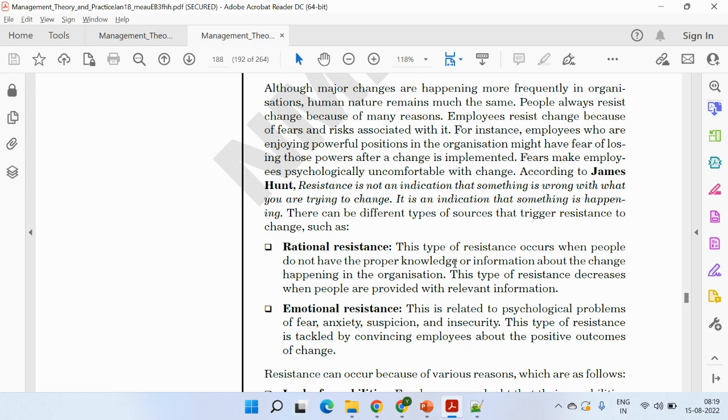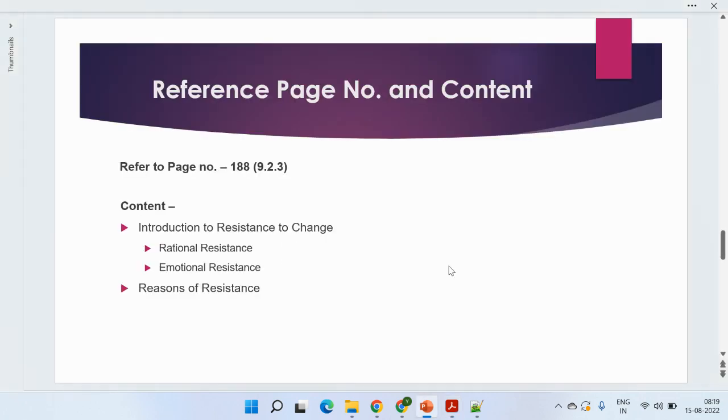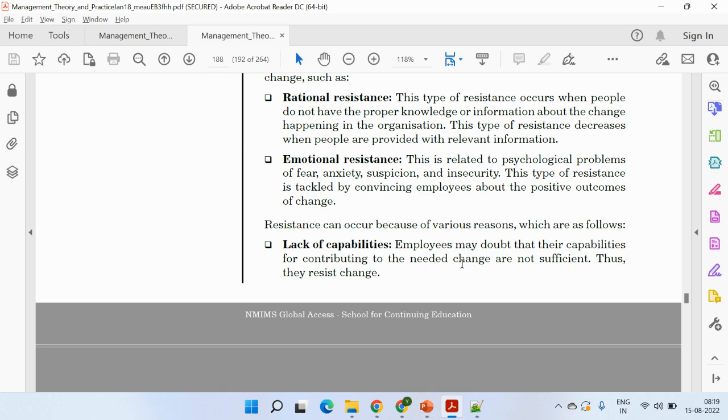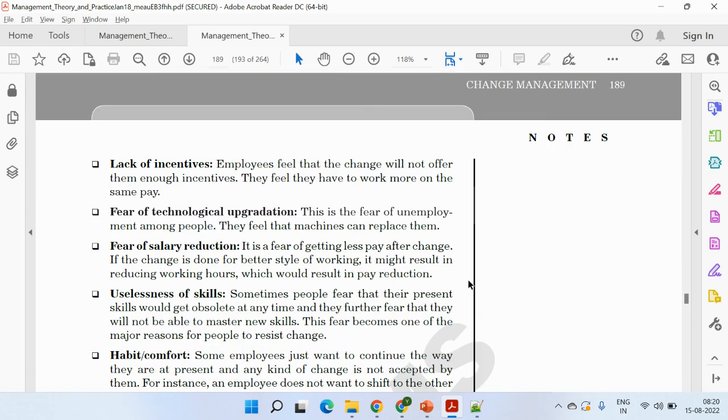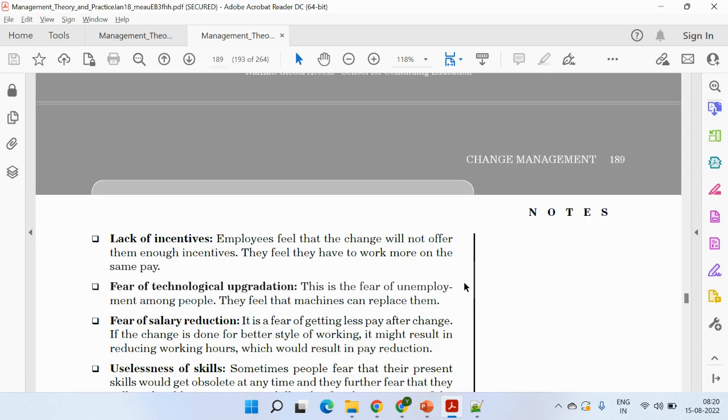You just need to give a brief about both of these, and definitely mention certain factors, the reasons for resistance, like lack of capabilities, lack of incentives, lack of technological upgradation, fear of salary reductions, uselessness of their skills, habit and comfort, and ego defensiveness. These are the certain reasons for the resistance. You can give a reference to the Japan Lights company and mention these pointers. Again, it's 500 words, so you need not write anything extra. That will comprise around 400 to 450 words, and it's totally fine.